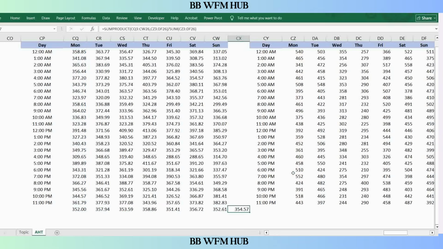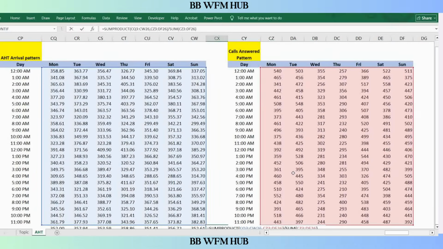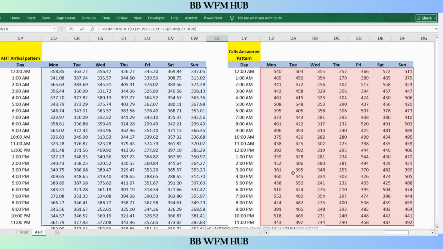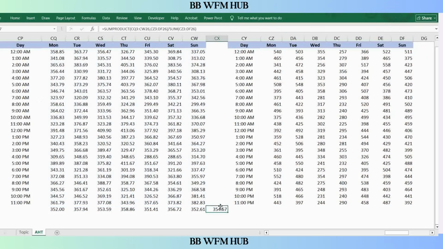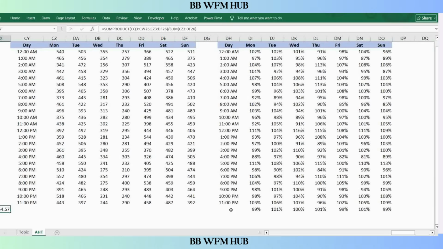And then for the cumulative AHT of the whole week, with that baseline, we are going to calculate the DOW. So that is the sum product of AHT times the calls answered pattern and dividing it by the calls answered pattern. So this is the cumulative AHT of the whole week, that is 354 seconds.